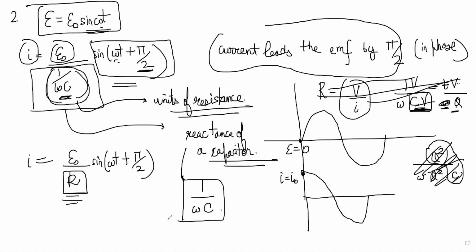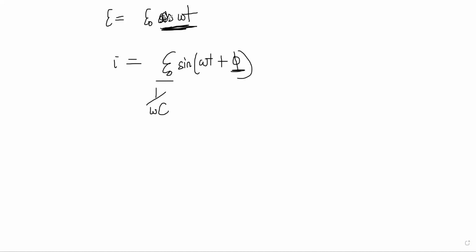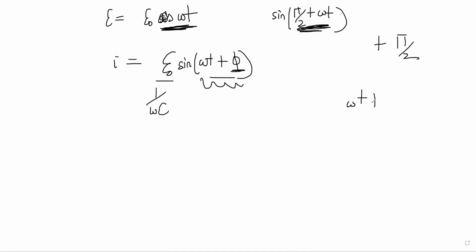You could be given slightly weird situations where the EMF is given as cos omega t and the current as E naught sine omega t plus phi, and you are asked to find phi. Something like this can be asked for a purely capacitive circuit. You can say that cos is actually sine of pi by 2 plus omega t. Whatever the phase of the EMF is, you have to add pi by 2 to get the phase of the current. So be careful.